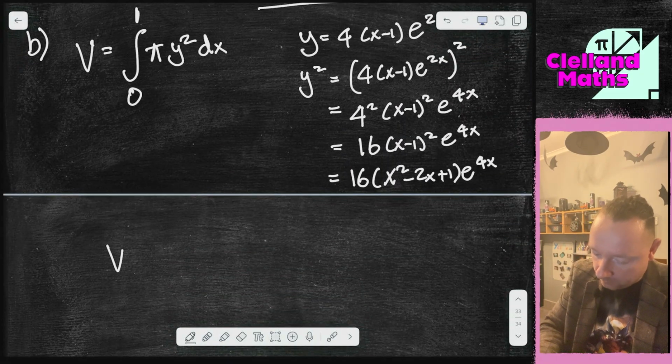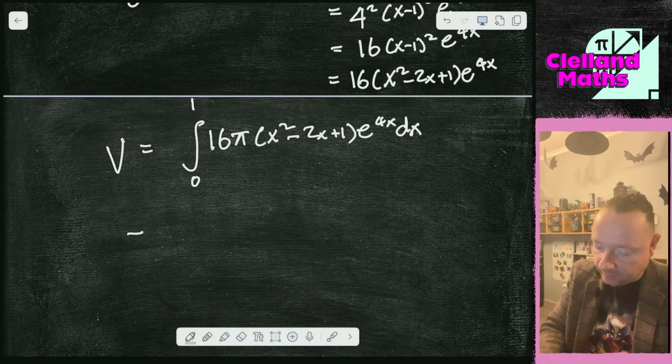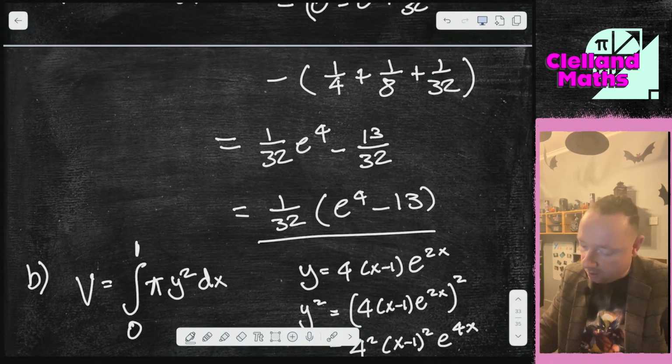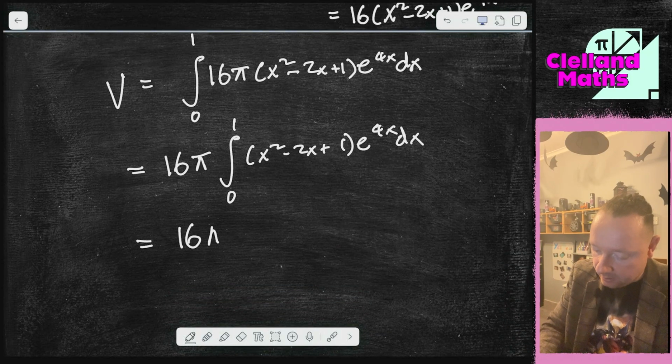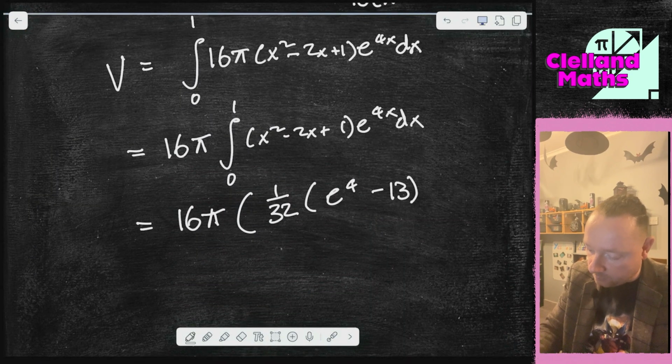So our integral, our volume, is the integral between 0 and 1 of 16 pi times (x squared minus 2x plus 1) e to the 4x dx. But 16 pi is a constant, and it's times, so I can just take that out. So it's 16 pi times the integral from 0 to 1 of (x squared minus 2x plus 1) e to the 4x dx. But we already know the answer to that because we did it in part A. Our answer was 1/32 (e to the 4 minus 13). So that's it. It's 16 pi times 1 over 32, and that's in brackets, I think, again, e to the 4 minus 13. And we'll just tidy that up slightly.